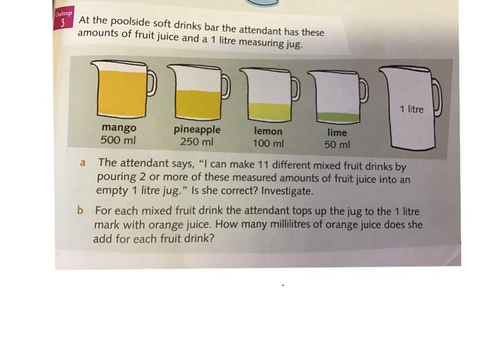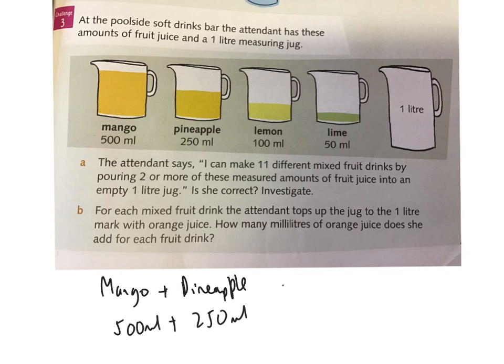You have to see how many possibilities there are. For example, let's say we could do a mixed fruit drink of mango and pineapple. The amount there is 500 millilitres plus 250 millilitres. That's 750. So would that fit into my 1 litre bottle? Yes, it would. So there is one possible drink I could make. You have to see how many you could make.